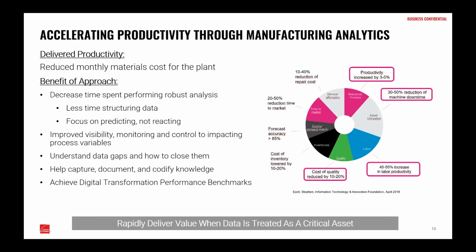So, outcomes. What were the main benefits of utilizing a digital twin within the manufacturing space? With this particular case study, we were trying to achieve productivity, and we were able to achieve a significant materials cost savings. Some additional benefits we got out of the tool were that engineers were spending less time structuring data for lag times on their own.